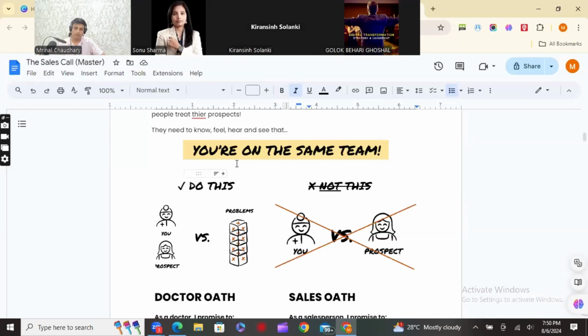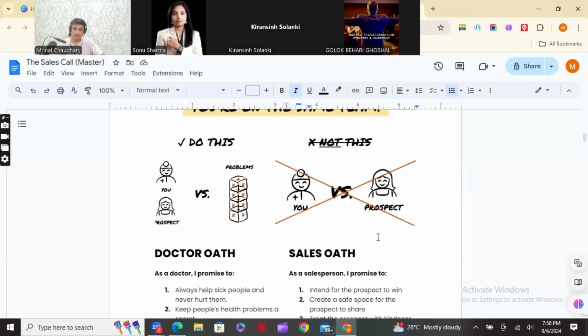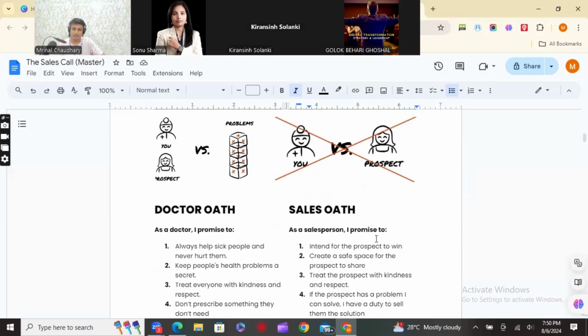You should make them feel that they are on the same team. If you feel that your customer is not on the same team, then this is not going to work. So you don't have to be an enemy, you have to be a friend with that person, on the same team.